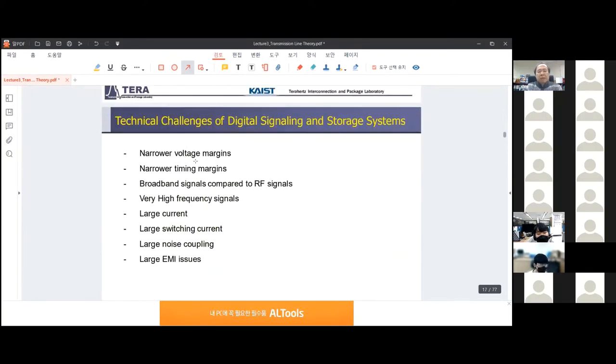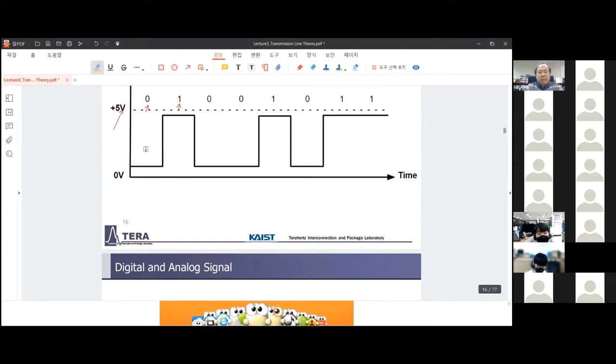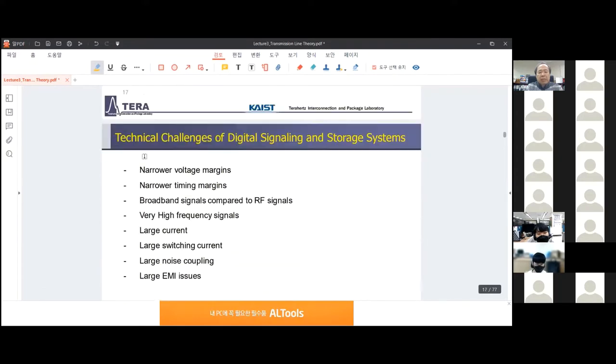Now, I'd like to talk about the technical challenges related to digital signaling: how to make this clean digital signal, and what technical challenges we may have. The first is that we're going to have very narrow voltage margins because we want to reduce the power consumption.